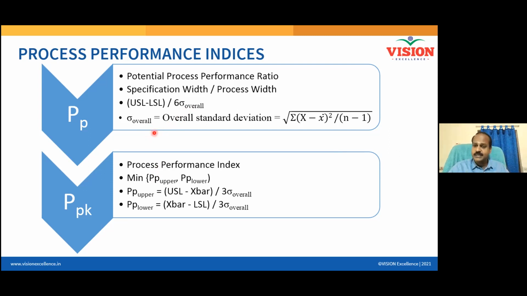What is overall standard deviation? I will use all my data and calculate the overall standard deviation. And then the sigma is overall sigma. Using this sigma, I will get Pp. Using the same sigma, I will get Ppk. Nothing else is different. The difference is only in the way you calculate the sigma. There are 3 types of sigma you need to understand.